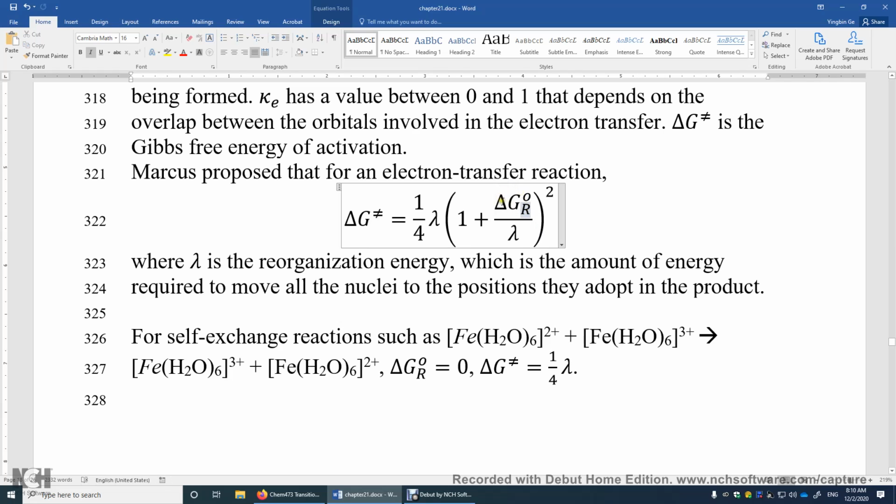And actually, if this guy is really, really negative, let's say this guy is negative 3 lambda. Negative 3 lambda over lambda is negative 3. Negative 3 plus 1 is negative 2. Negative 2 squared is 4. And then your Gibbs energy of activation is 1/4 lambda times 4. So it's even higher than when delta G sub R is 0. It's kind of strange. When delta G of the reaction is too negative, actually you will have a larger Gibbs energy of activation. We'll talk about that later.